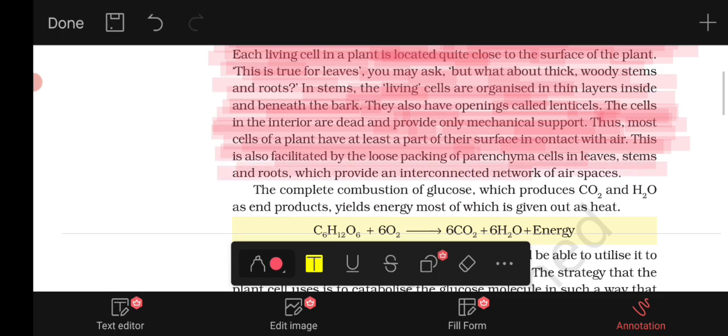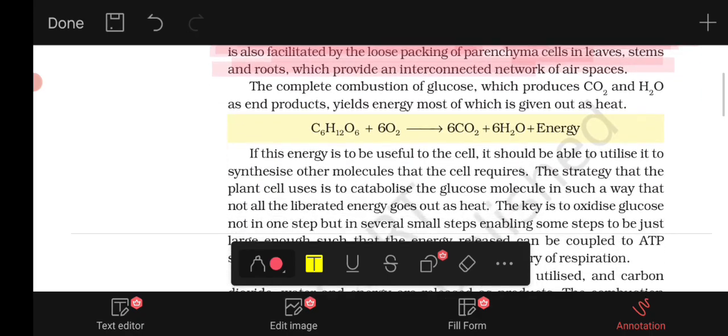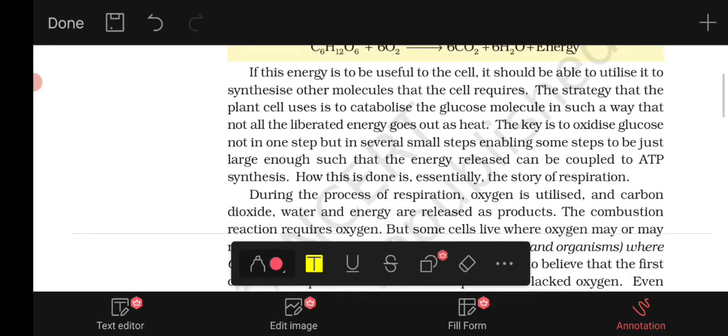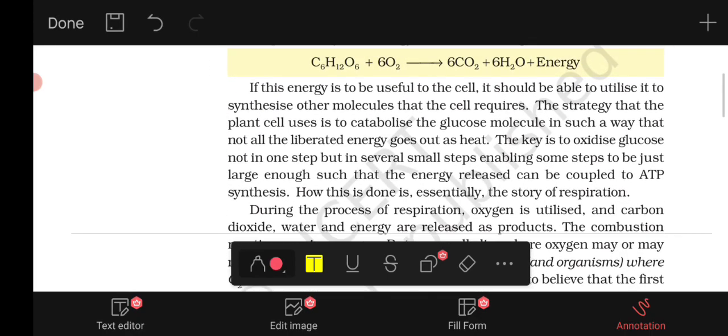The complete combustion of glucose, which produces CO2 and H2O as the end products, yields energy, most of which is given out as heat. If this energy is to be useful to the cell, it should be able to utilize it for the synthesis of other molecules that the cell requires. The strategy that a plant cell uses is to catabolize the glucose molecule in such a way that not all the liberated energy goes out as heat. They need to trap it or store it in the form of ATP.